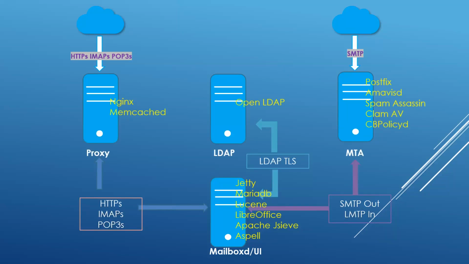Then in the proxy, we will install Nginx and Memcache packages. In LDAP, we will install OpenLDAP. In MTA, we will install Postfix, AMAVISD, SpamAssassin, ClamAV, CBPolicyD. In Mailboxd, Jetty, MariaDB, Lucene, LibreOffice, Apache JSF, Spell will be installed. And we don't need to install these tools manually. Zimbra provides all the components in a single package, we can simply choose yes or no while installing.